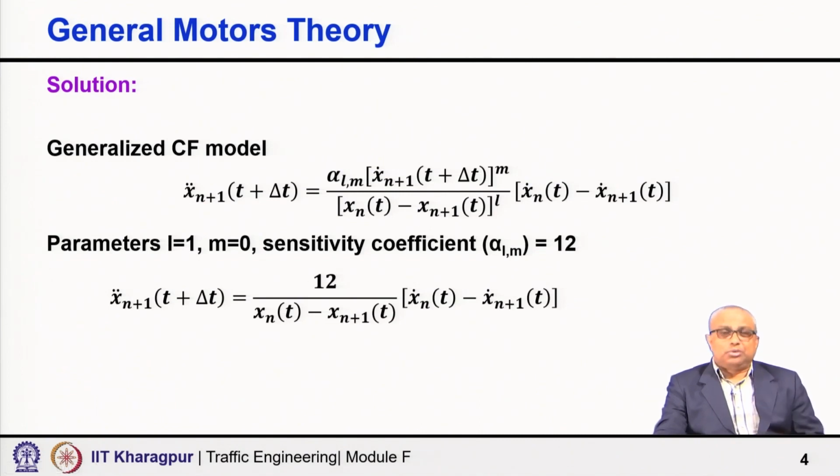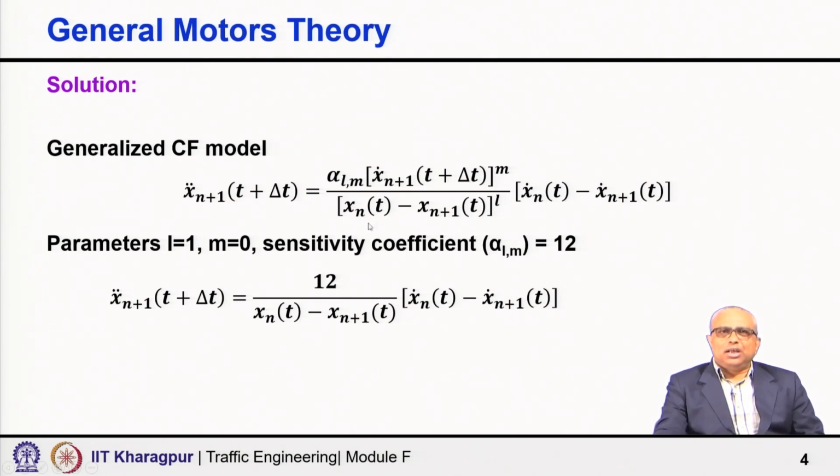Before I explain the steps, let us look at the generalized car following model as proposed by General Motors. This is the fifth generation model. This model form is known to you. The response in terms of acceleration or deceleration at time t plus delta t depends on alpha, a constant which is already given. This is the speed of the following vehicle at time t plus delta t, but since m equal to 0, this term will get omitted.